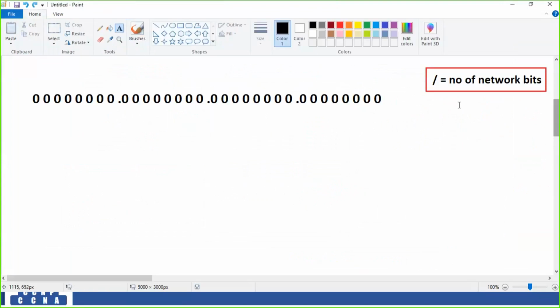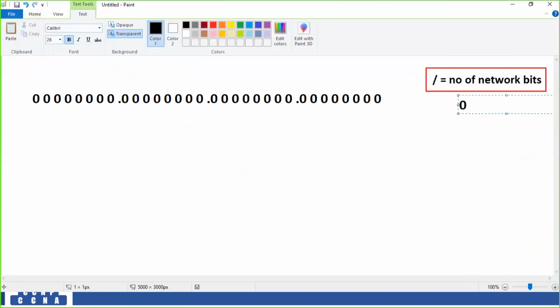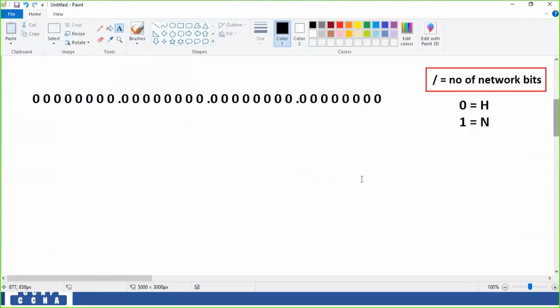Bits means zeros and ones. 0 indicates the host portion, host bits. 1 indicates the network portion, network bits. In this example, how many network bits are available? 0. No network bits. How many host bits are available? 32.